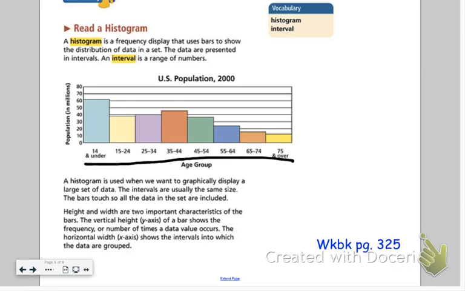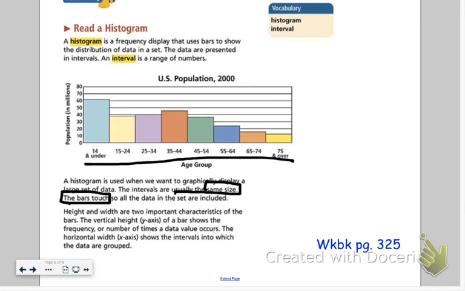A histogram is used when we want to graphically display a large set of data. The intervals are usually the same size. That's very important. And also, the bars touch, so all the data in the set are included. So this is different than a bar graph. A lot of people think that this is a bar graph, and that's not the case. A bar graph does not have intervals, and a bar graph does not have bars that touch. Usually the bars are separated.